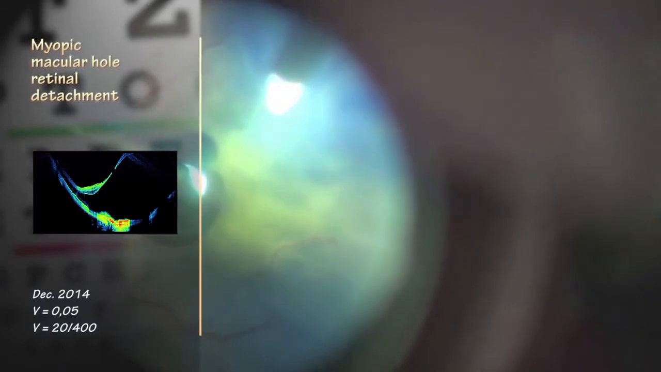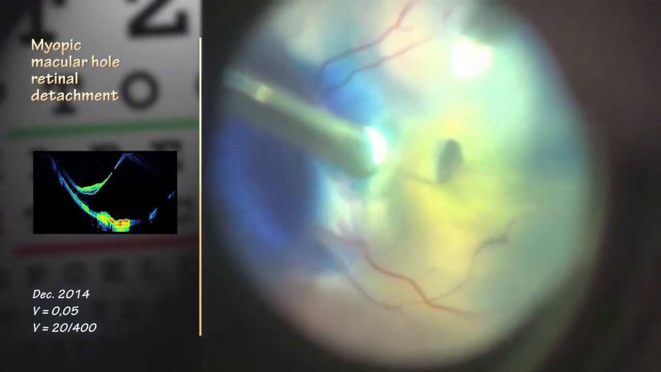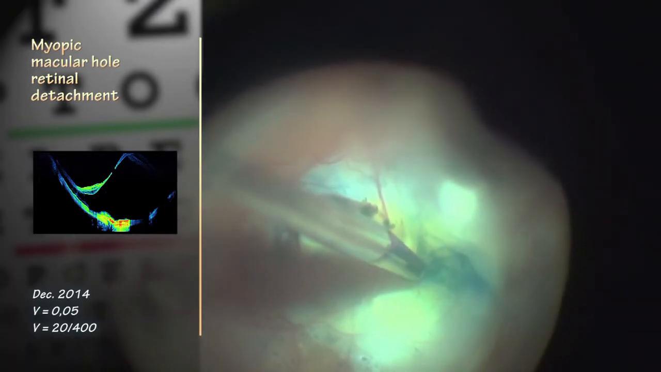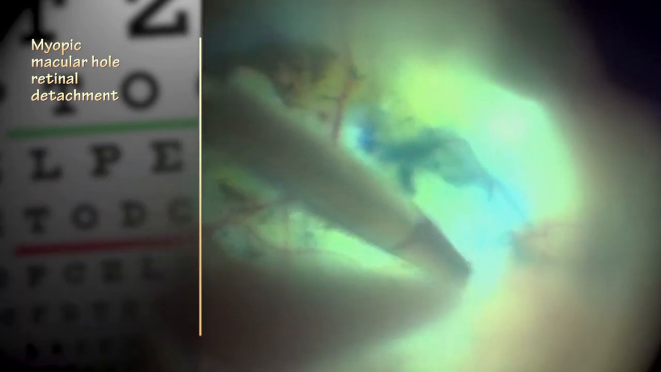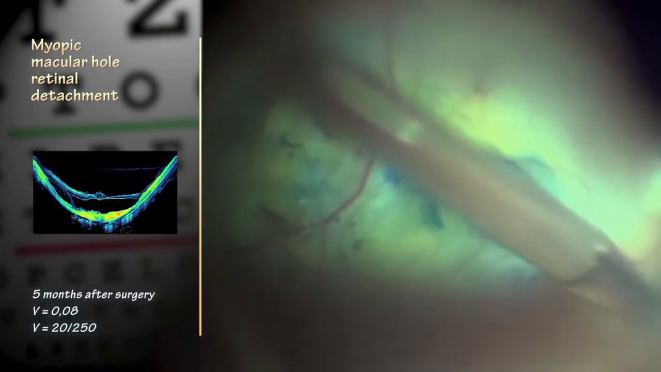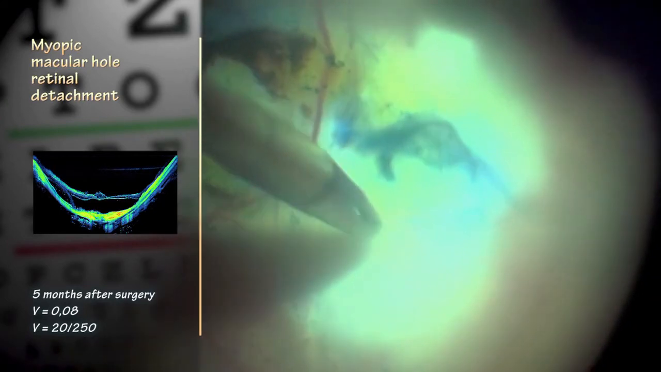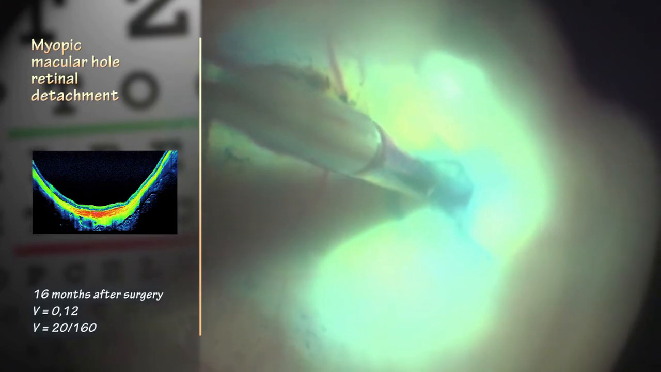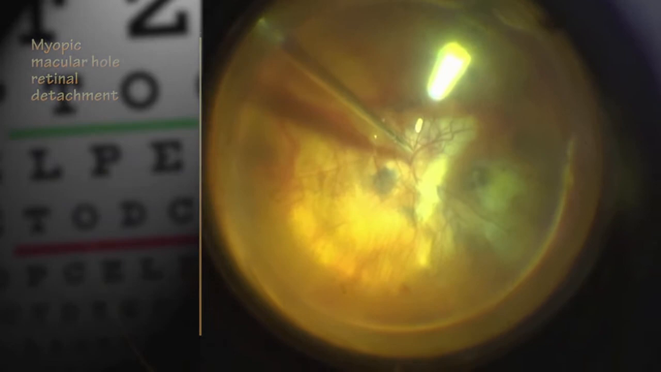In myopic macular hole retinal detachment, we initially try to remove subretinal fluid as much as possible without touching the margins of the macular hole. The temporal inverted ILM flap technique follows. Similar to what we see in proliferative diabetic retinopathy, subretinal fluid absorption may be delayed. This may also be caused by impaired function of retinal pigment epithelium and choroid. Visual acuity improvement may also be limited in certain cases.